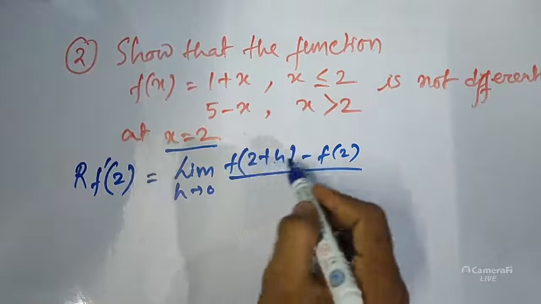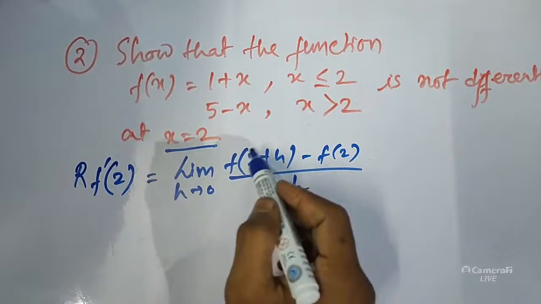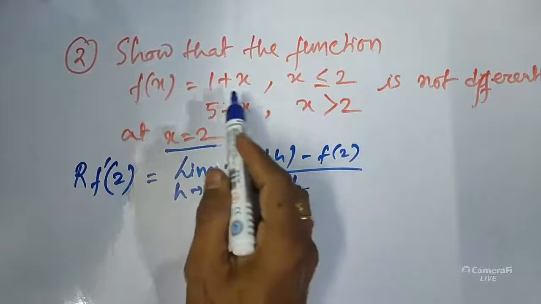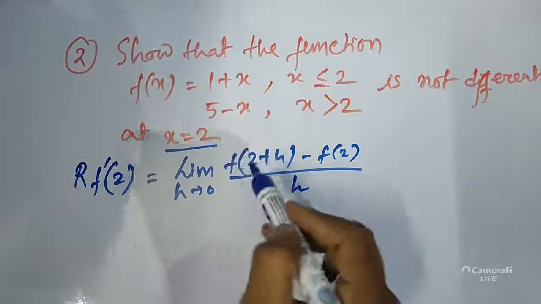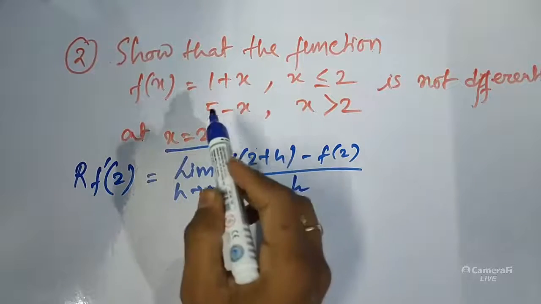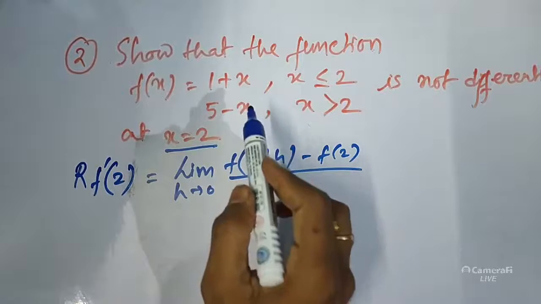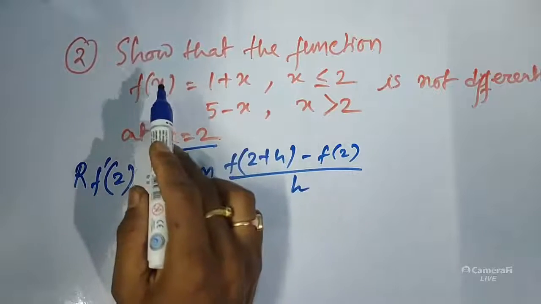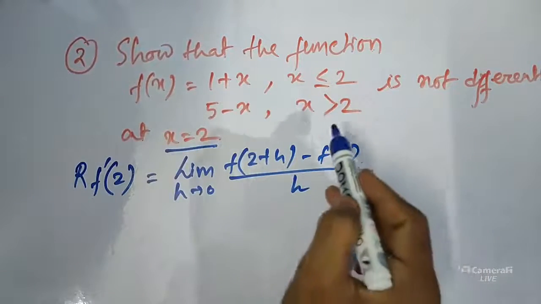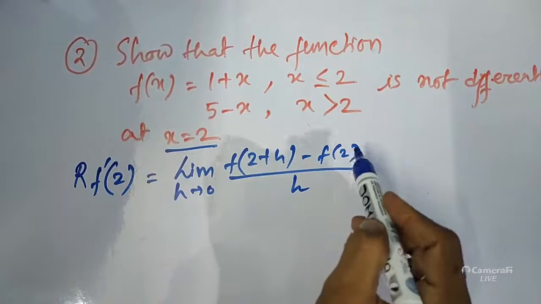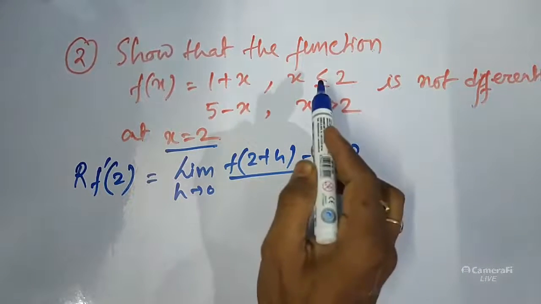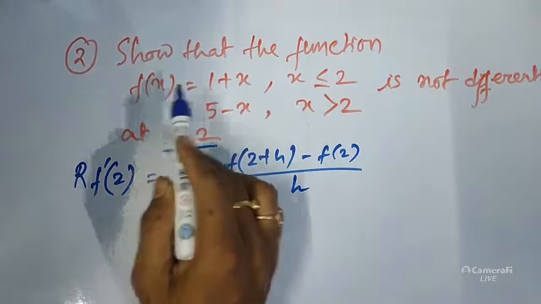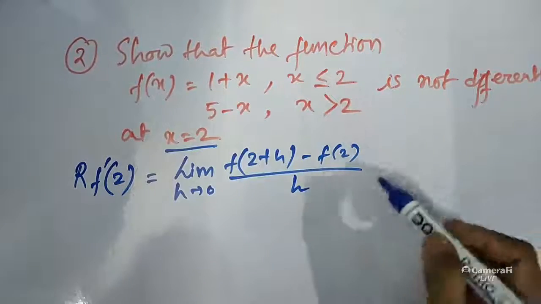Now what will be the value of f of 2 plus h? Since 2 plus h means greater than 2, we take 5 minus x. In the place of x we put 2 plus h, so f of 2 plus h is 5 minus (2 plus h). What is the value of f of 2? f of 2 is exactly at the point 2, where the equal sign is given, that is 1 plus x, so f of 2 equals 1 plus 2 equals 3.